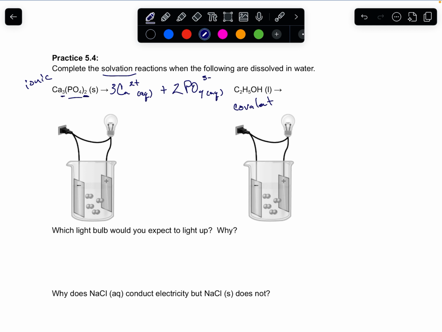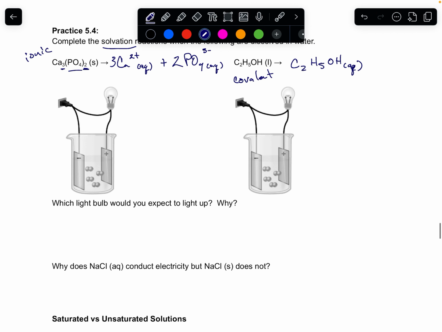Then looking at the other one, I've got C2H5OH. This is ethanol, and this is covalent. I know that because these are all nonmetals. There are no metals in here, no charges, no polyatomics. So this guy is going to stay together as C2H5OH. I'm going to put that aq afterwards, but there are no charges here.